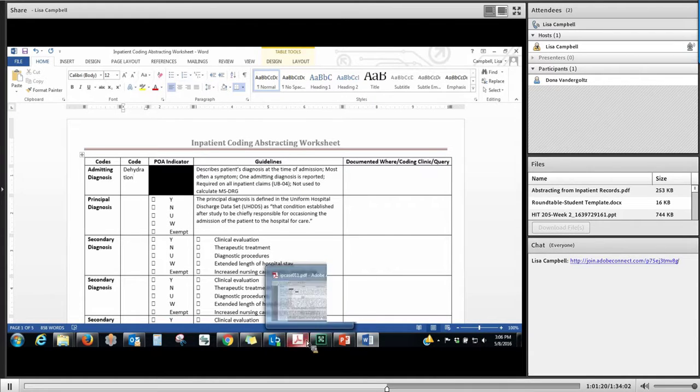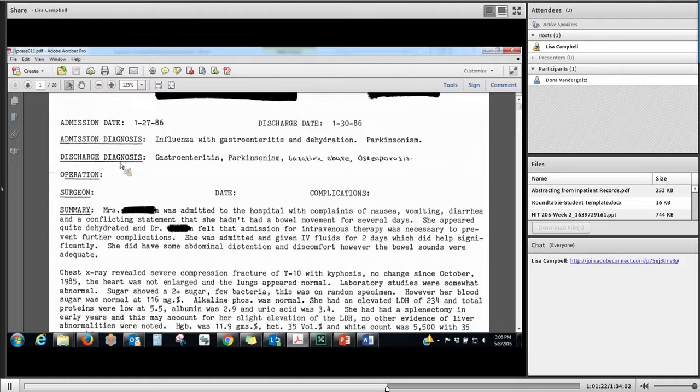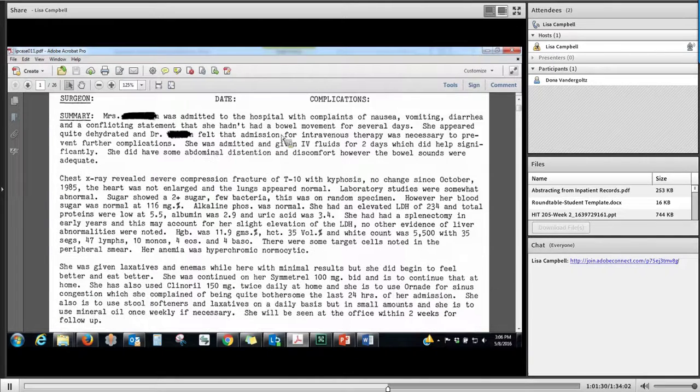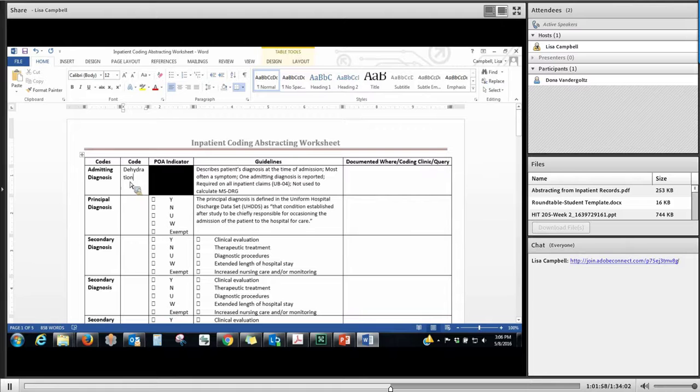Now, you're probably thinking, well, up here, they said influenza, gastroenteritis, dehydration, Parkinson's disease. But if you look in the discharge summary, it says she appeared quite dehydrated, and the doctor felt that admission for IV fluid therapy was necessary to prevent further complications. She was admitted and given the IV fluids. Remember that the admitting diagnosis is why they were there. So in my little box here, I'm typing in that it's dehydration.